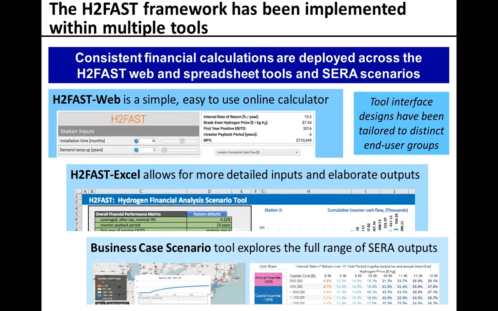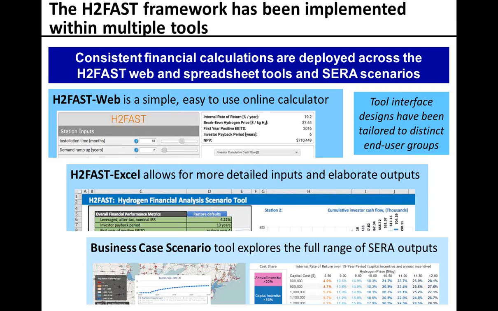So just an overview of these three different versions of H2 FAST. First off, the actual financial calculations are identical between each of the different versions. And the reason why we have different versions is that the interface is designed to meet the needs of particular end user groups. So for example, the web-based version of H2 FAST is intended to be a very simple, easy to use, online calculator to provide fast turnaround responses to relatively simple questions about financing a hydrogen station.